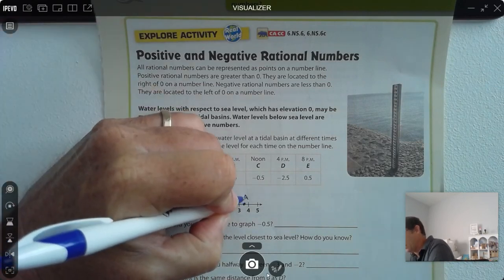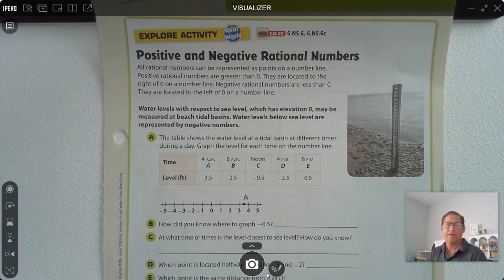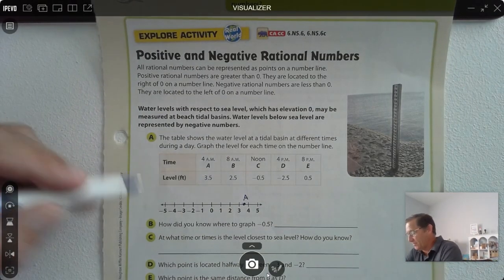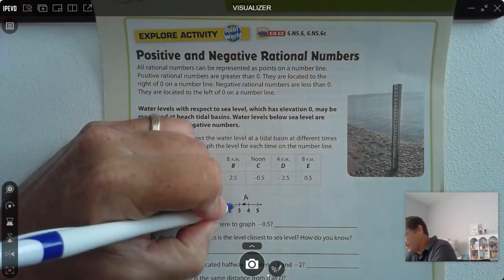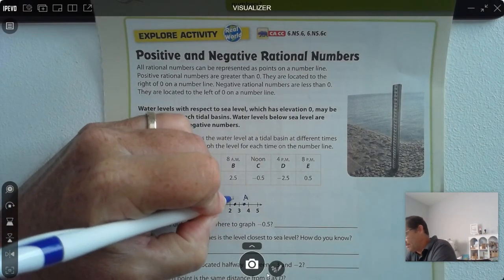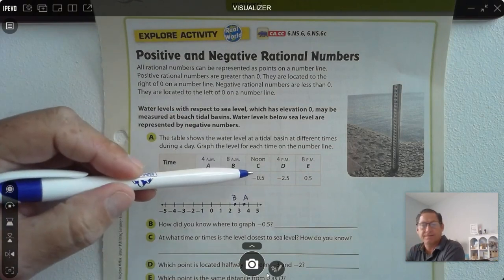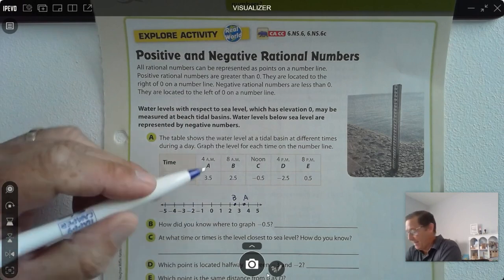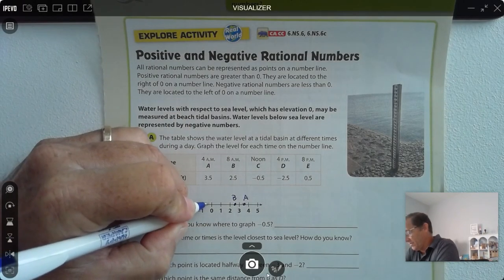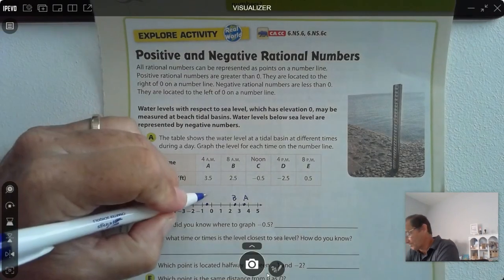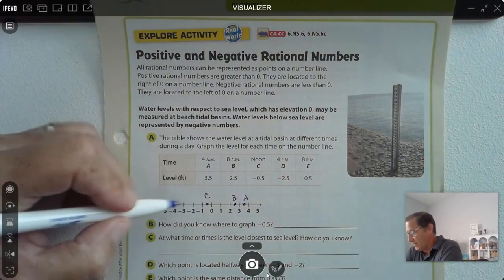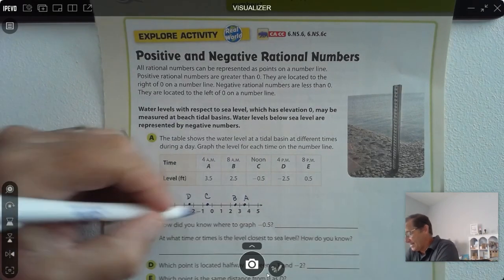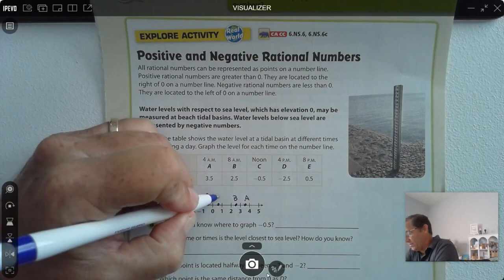I'm going to go ahead and mark that as point A. At 8 a.m., point B is at 2.5. So again, it's in between 2 and 3. C is negative a half. So it's going to be to the left of 0, and it hasn't reached 1 yet, so it's going to be in between 0 and 1. D, negative 2.5, will be in between negative 2 and negative 3. And E is in between 0 and 1.